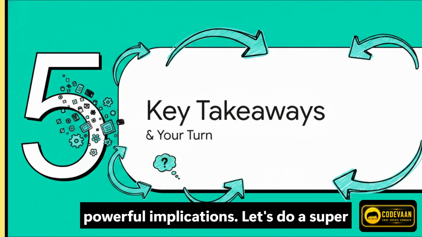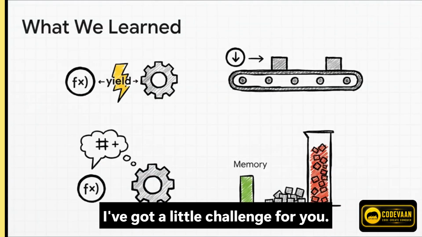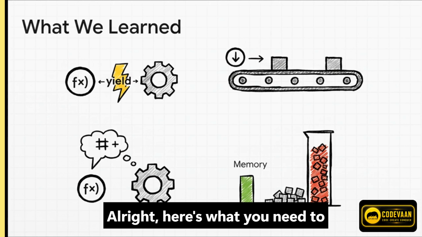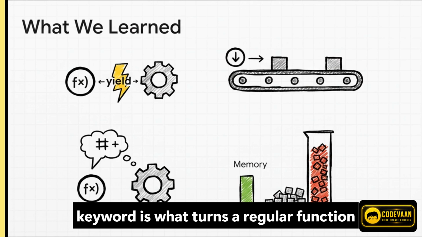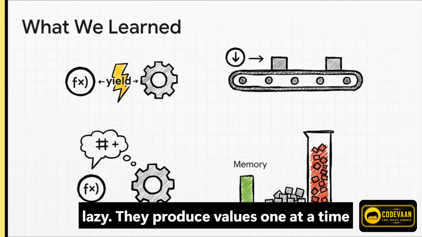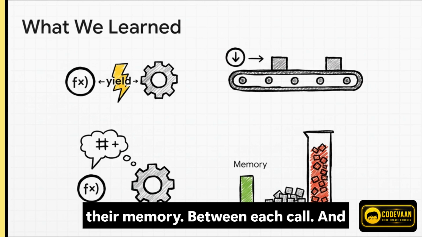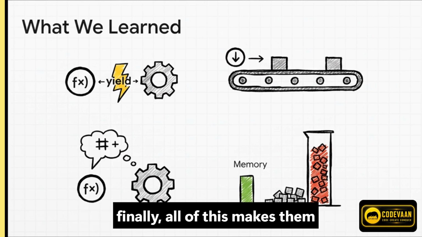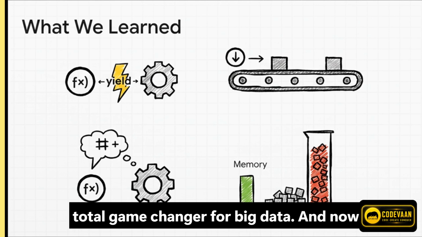Let's do a super quick recap of the main points, and then I've got a little challenge for you. All right, here's what you need to remember. First, just adding the yield keyword is what turns a regular function into a generator. Second, generators are lazy. They produce values one at a time and only when you ask. Third, their superpower is remembering their state, their memory between each call. And finally, all of this makes them incredibly light on memory, which is a total game changer for big data.